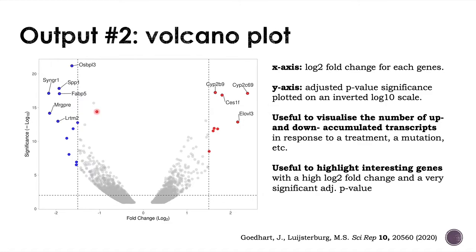This representation is useful to visualize the number of up and down accumulated transcripts in response to an experimental condition, a treatment, a mutation, etc. So you can see if a volcano plot has a balanced shape, so if you have a similar number of down-regulated genes or up-regulated genes. It is also useful to highlight interesting genes. So in this case, you can see that some points have received gene names and color, according to some criteria. They have to pass a log2 fold change threshold here, and also a p-value threshold, which is also here.